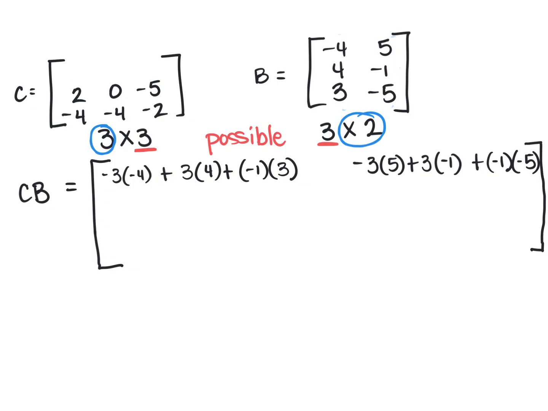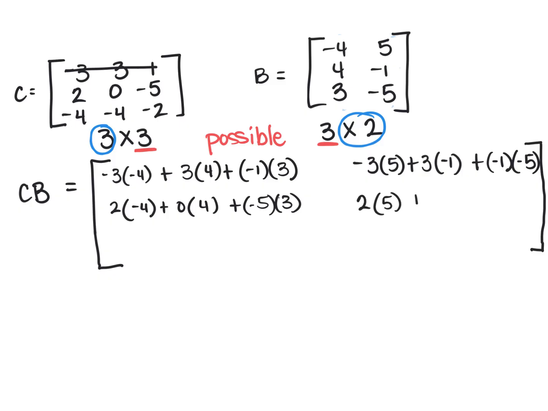So since we've used that first row, you can even mark it out so you don't get confused. So now we're going to go down 1. We move down to the second row and start back at the first column. So we're going to have 2 times -4 plus 0 times +4 plus -5 times +3. And then we move to the second column. So we're going to have 2 times 5 plus 0 times -1. And lastly, in this one, -5 times -5. And then we're done with that row.